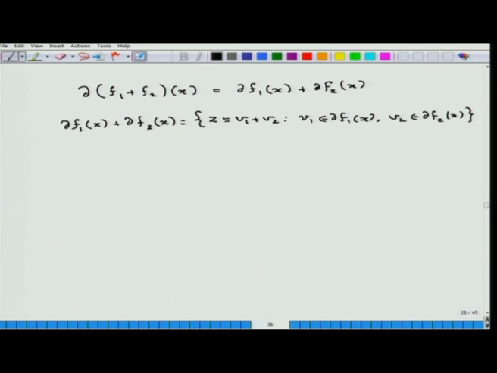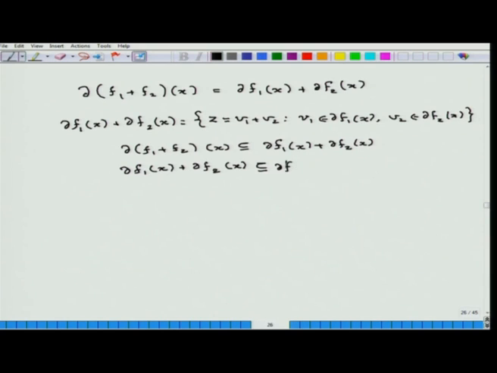Now, if I want to show the relation back and forth, what I really have to show is that first A is a subset of B, and then of course, that B is a subset of A, so A is equal to B. All this is quite easy to prove, you have to just write down the definition. This would need a little bit of hard work.